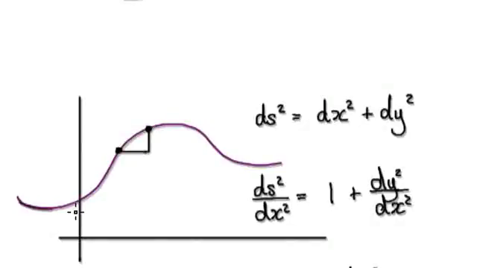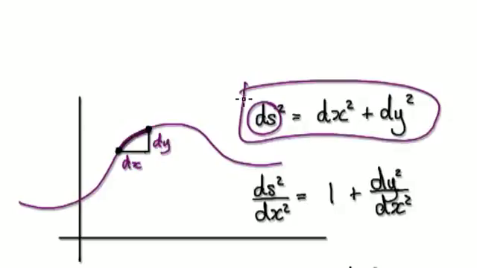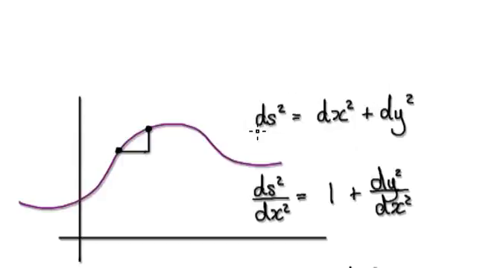So let's say you've got a graph here. We can use Pythagoras here for the distance of the actual path. This is dx here, dy here, and then it's given by this relationship. Divide everything by dx squared. Well, we've seen this before. Track back to one of the earlier videos.